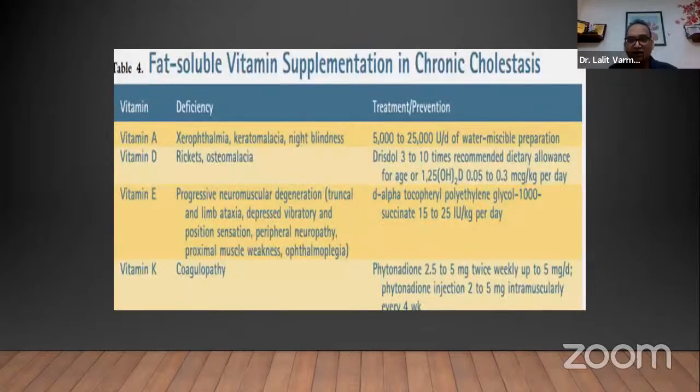Super. So you can take this picture if you want. Just click. It may help with the dosing actually of the vitamin A, D, E, and K.